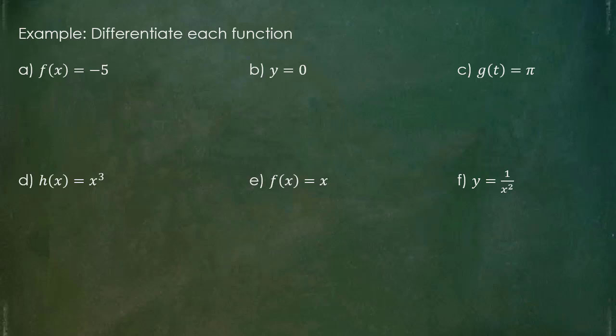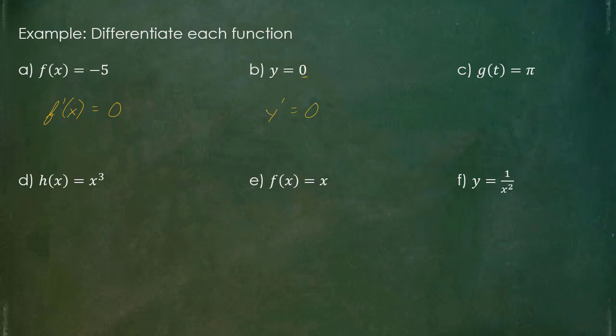I've intentionally changed some of the notation and the names of the functions as well as the input variables, just to show that this works in a number of different situations. The instructions for each of these is just to differentiate each function, so find the derivative. This first one, f of x equaling -5, well, since -5 is a constant, I know that f prime, or the derivative of f, should then equal 0. Letter B, very similar, y equals 0. 0 is technically a constant, so y prime in this case is also going to equal 0.